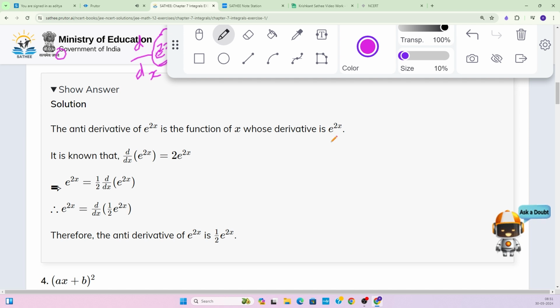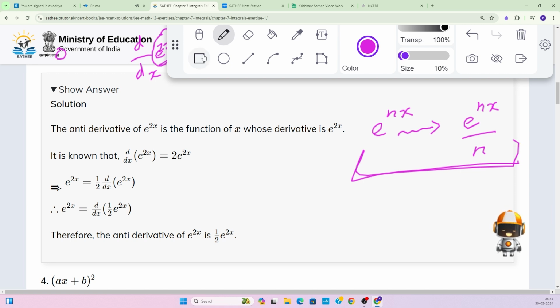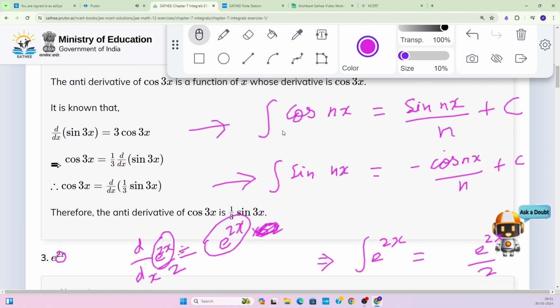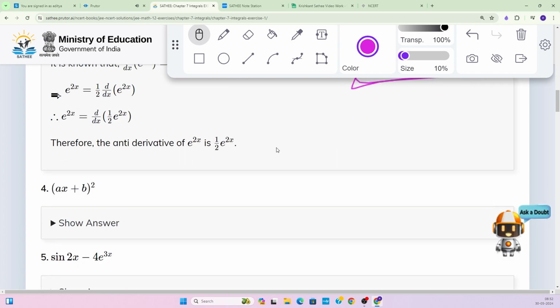What this is saying is that whenever you have e^nx, then your antiderivative will be e^nx divided by n. Please remember this, memorize this. Clear? So we have seen 3 general forms, 1 for exponentials and 2 for trigonometric functions, cos and sine. Clear?